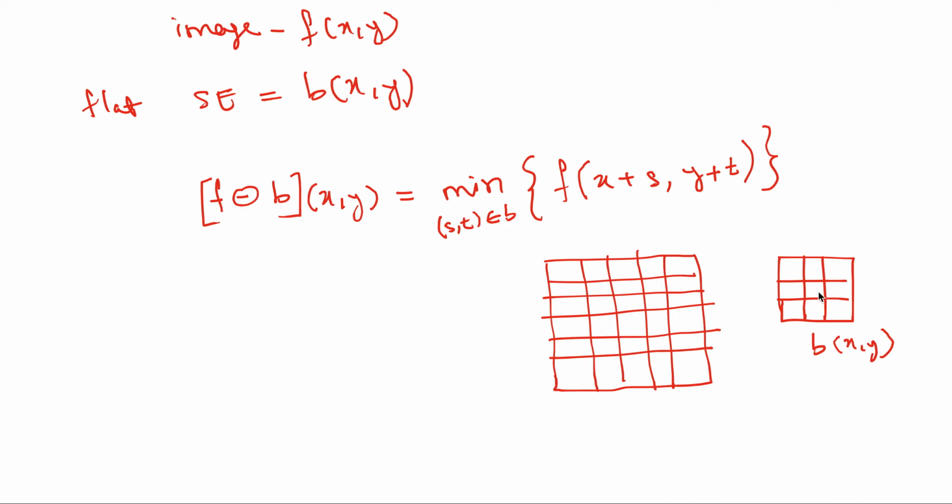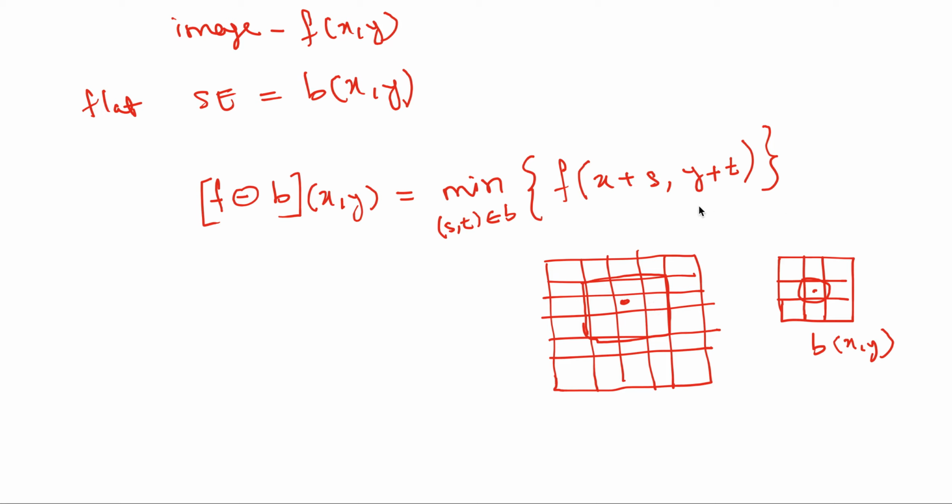Now what we have to do is take the center of the structuring element and place it over every pixel of my image. Suppose that I'm placing it over this pixel. The center of the structuring element coincides with the pixel that I'm doing the operation on right now. Then we look at all the neighborhood defined by the structuring element, and take the minimum among all those 9 values. So this is kind of a min filter.